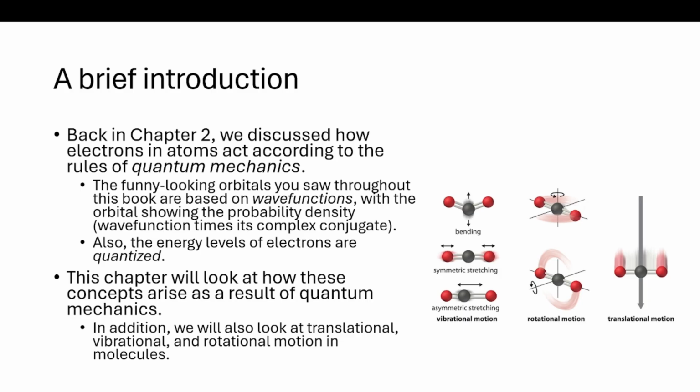So here's a brief introduction of what we're doing. If you watched my past lectures, you know that chapter 2 was my lecture on electrons. And the thing about electrons is that they are a fundamental particle of quantum mechanics and pretty much the base of almost everything in chemistry. And in that chapter, we pretty much introduced quantum mechanics and how that's different from classical mechanics.